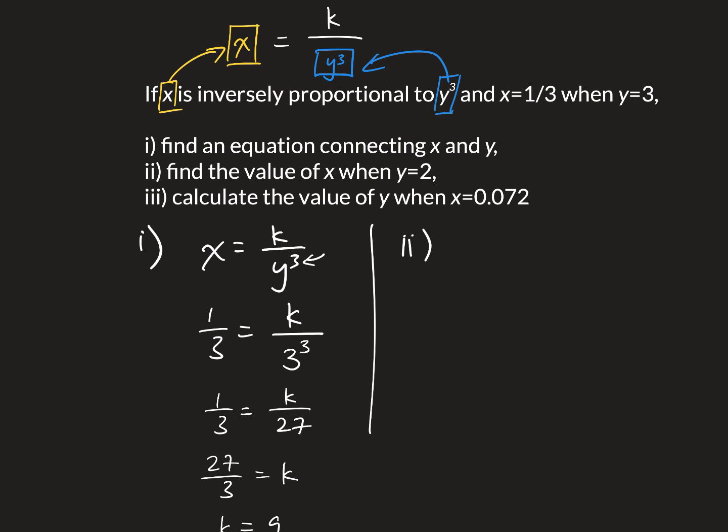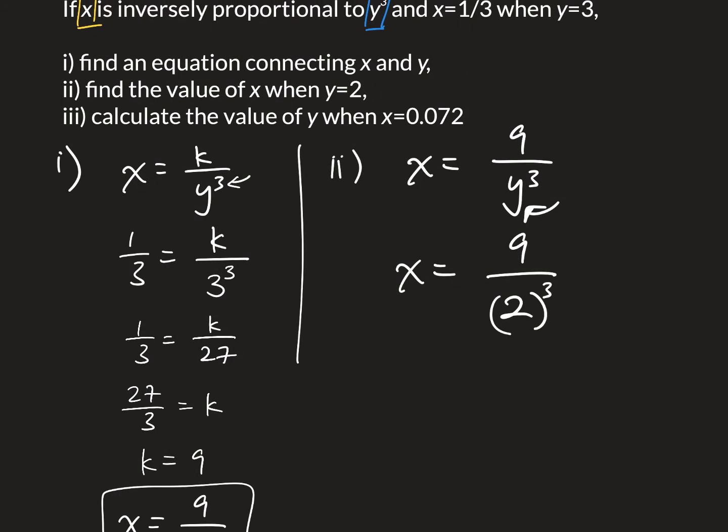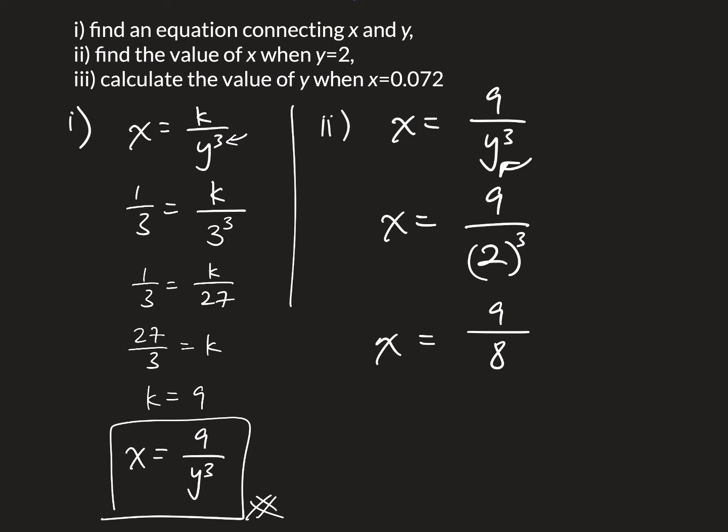For part ii, calculate the value of x when y equals 2. So I always start with what I had. So I don't have k anymore. Actually, right now what I have is 9, because k is 9. And I want to find x when y is 2. So let me just substitute in. Y is 2, but this is y cubed, so this will be 2 cubed. And then I just simplify this. So x equals 9 over 2 cubed, which is basically 8. And therefore, there you go. I can convert it into a decimal, but I don't have to. And I can't simplify 9 over 8 anymore.